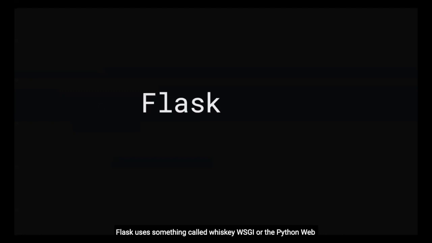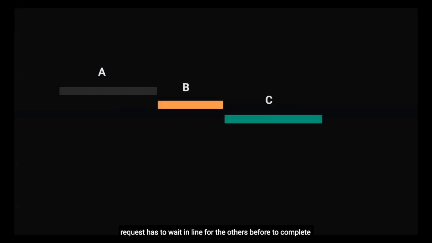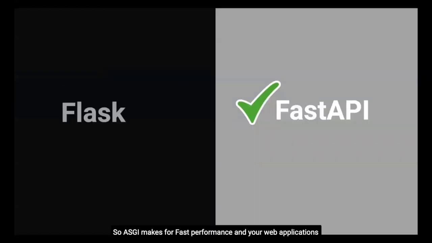With Flask, Flask uses something called WSGI, the Python Web Server Gateway Interface, which has been the Python standard for many years now. And WSGI is synchronous. So imagine you have a bunch of requests coming in, and each request has to wait in line for the others before to complete. And notice there's no overlap like there was with ASGI. You can think of this kind of like a queue data structure, or like FIFO, first in, first out. You can also think of it like waiting in line at the movie theater, and you're at the end of the line and you have to wait for the other people in front of you to get their ticket. So ASGI makes for faster performance in your web applications because of the way they process requests asynchronously.